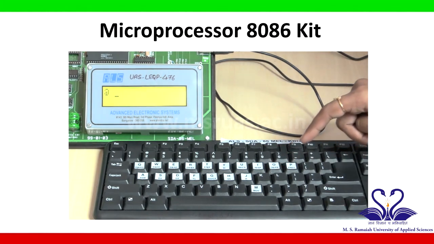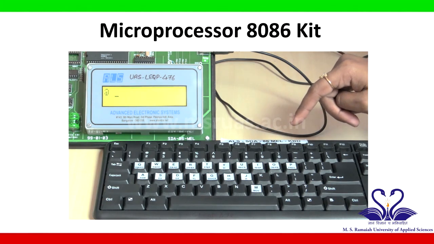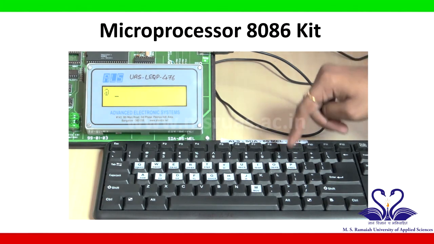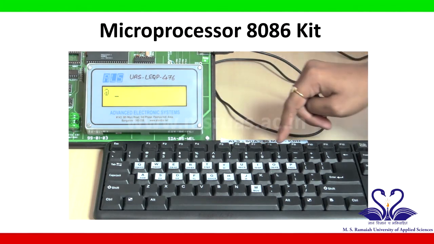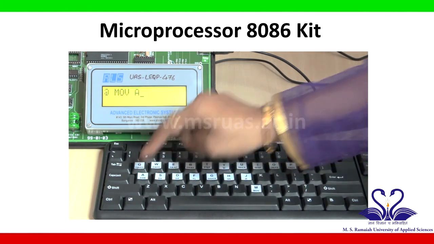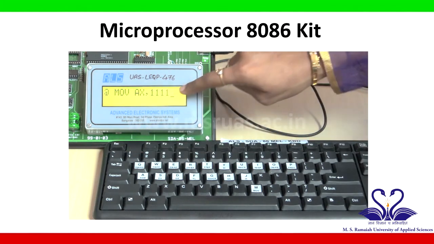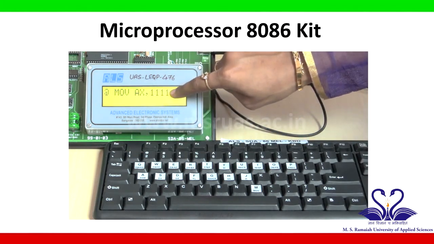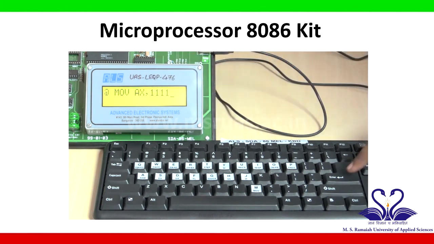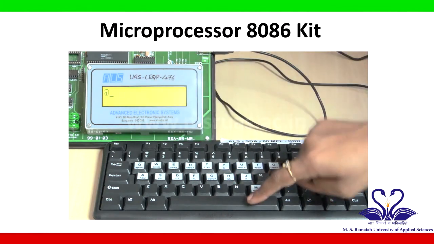Now let us type a simple assembly language program of adding two 16-bit numbers. In order to add two 16-bit numbers, first we should move the numbers into the register. Let us move the number into the register, that is MOV AX, 1111. Now 1111 is a 16-bit number which is moved to the register AX. Give enter. Then go to next N till you get that @ symbol.